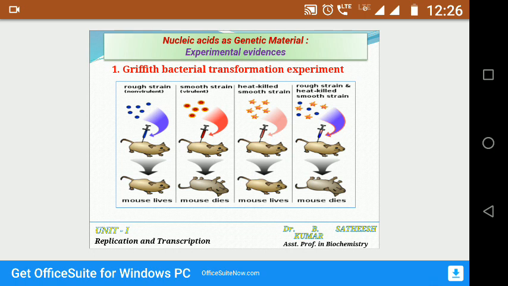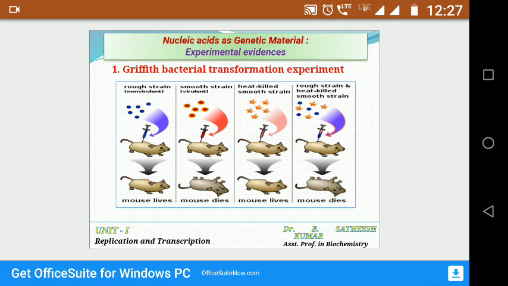One of those experiments is Griffith's bacterial transformation experiment. We have already discussed the experiment, how the experiment was conducted, and what the outcomes of the experiment are. So in short, we can say that in the bacterial transformation experiment, the rough strain, which is an avirulent strain, is converted to virulent strain by transfer of the genes responsible for the virulence in smooth strain.